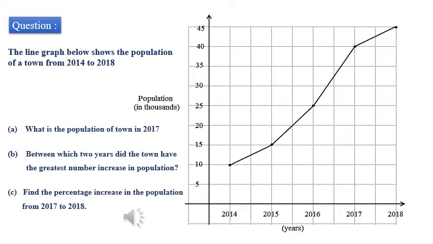Greatest rise between 2016 and 2017 because it is the only interval, only part of the graph in which rise is greatest. There is 3 boxes rise. So this is the greatest increase in population. 2017 the population is 40,000 and 2016 the population is 25,000. So there is increase 50,000 increase in this interval. So between 2016 and 2017 there is greatest number of increase in population. Now on next page we are going to solve part C.